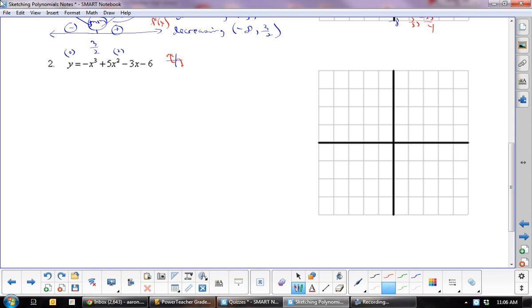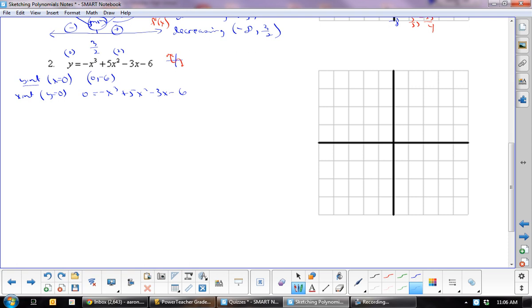Okay. So the first thing you always want to do is go back to grade 10, and that's get your y-ints and your x-ints. So y-int, always start with that one because it's easy. Got to get going somehow. And that would be 0, -6. For your x-int, we want y equals 0. So then I will be going 0 equals -x cubed plus 5x squared minus 3x minus 6.